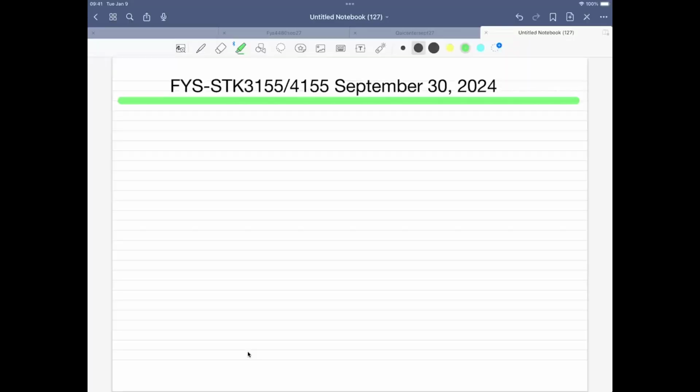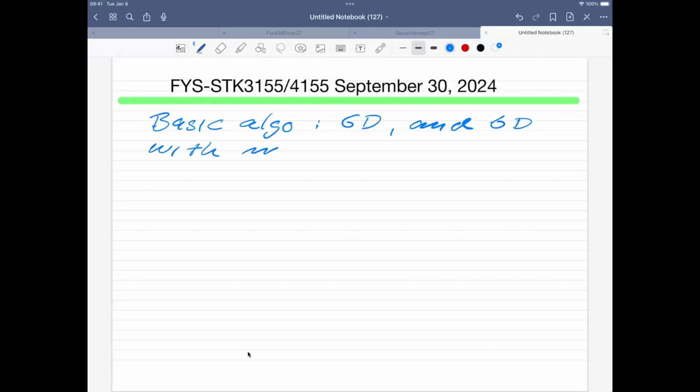So if we just remind ourselves a little bit of what we did last week. We discussed gradient descent and gradient descent with momentum. And gradient descent with momentum is something which you would implement irrespective of the method you're doing. So the basic algorithm which we discussed last week is something which we just called gradient descent with a constant learning rate. GD stands for gradient descent. And we had gradient descent with momentum.